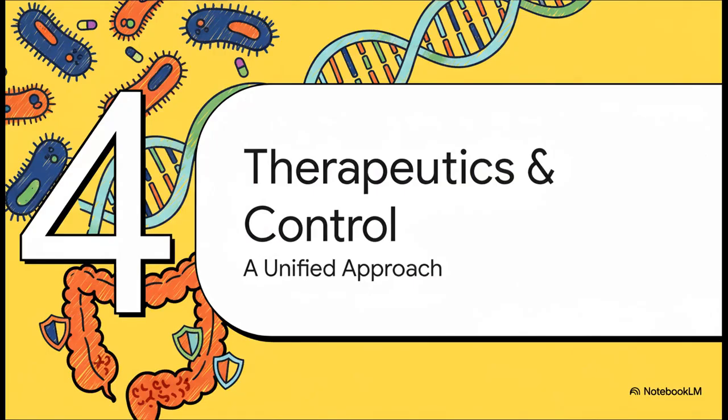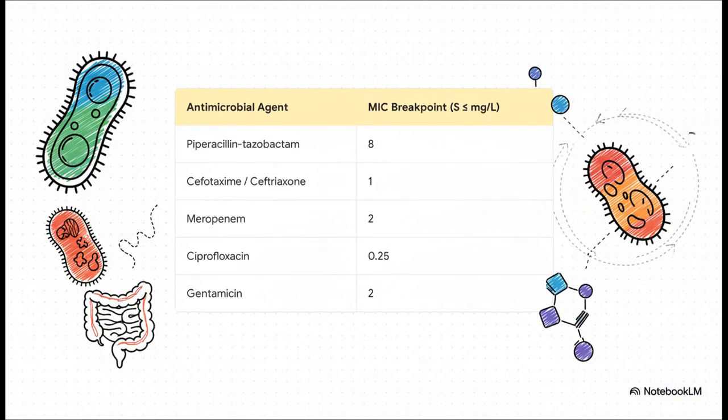So, keeping these two very different personalities in mind, how do we actually approach treatment and control? Well, the strategy has to be able to handle both scenarios, and it has to be guided by really smart diagnostics and, of course, robust infection prevention. You know, the foundation for any good treatment plan is solid antimicrobial susceptibility testing. Here we're looking at the EUCAST breakpoints for Enterobacterales, which we apply to Klebsiella oxytoca. Having these standardized MICs is just absolutely crucial.